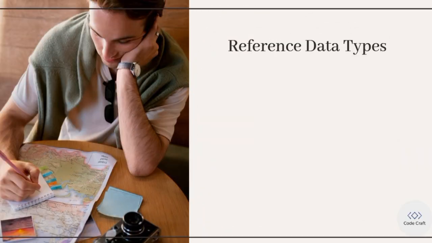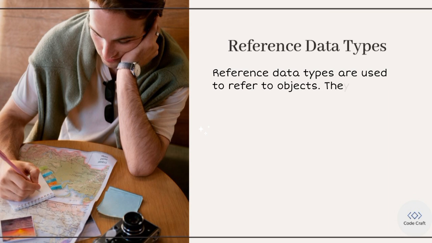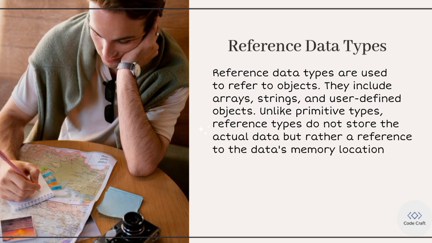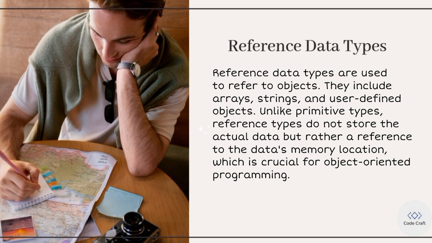Reference data types. Reference data types are used to refer to objects. They include arrays, strings, and user-defined objects. Unlike primitive types, reference types do not store the actual data, but rather a reference to the data's memory location, which is crucial for object-oriented programming.